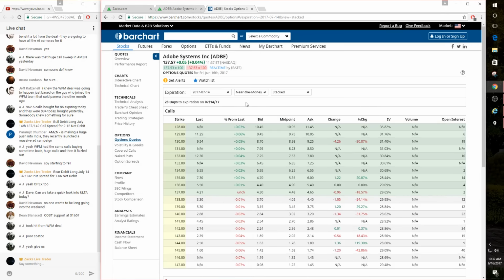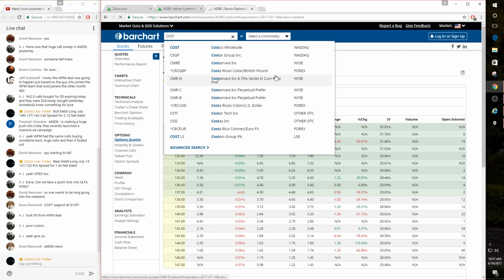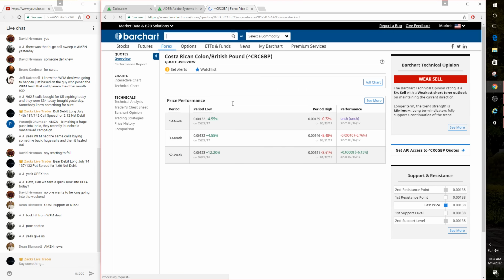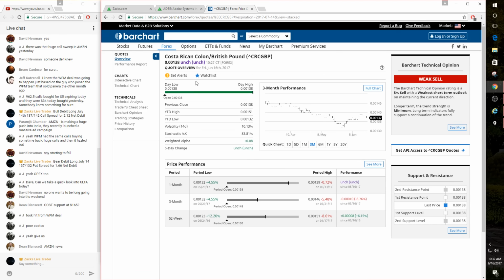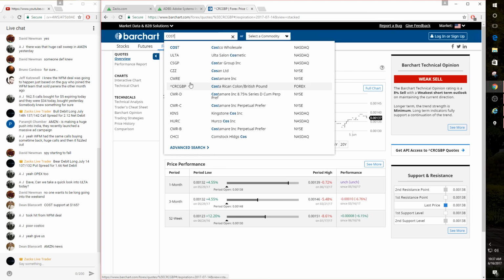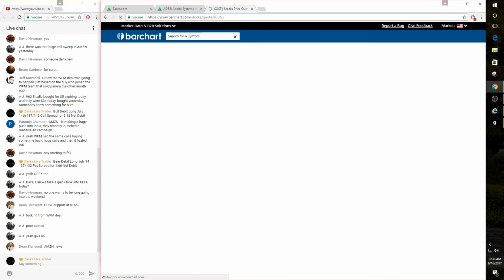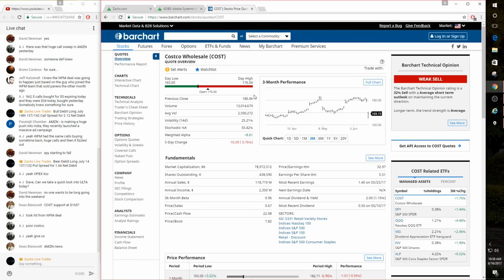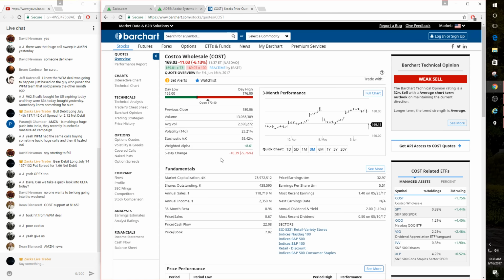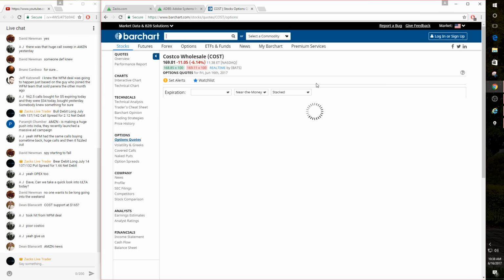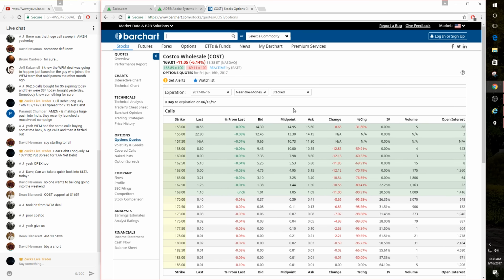How cheap? Let's look at Costco. What happened? The Costa Rican cologne? I don't want the Costa Rican cologne. I want Costco. Well, now I know what to use if I go to Costa Rica, right? How cheap are these bad boys?